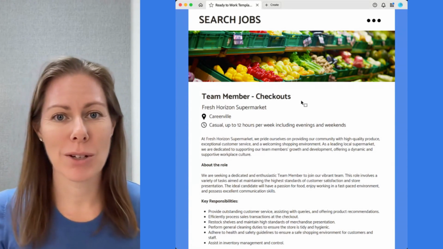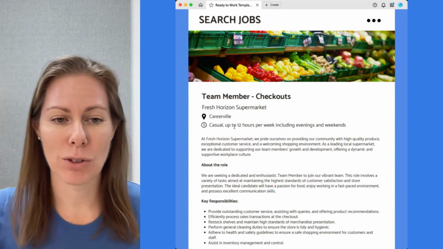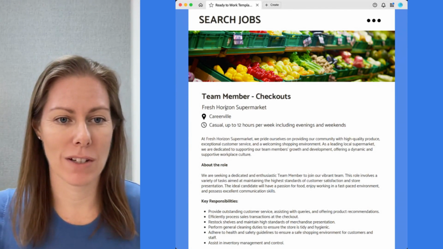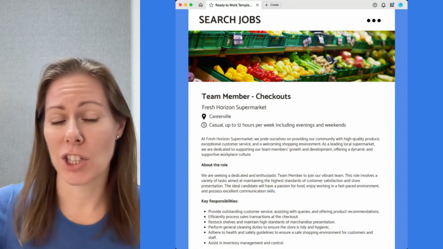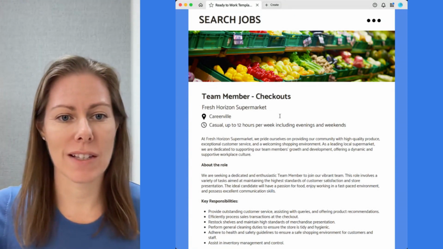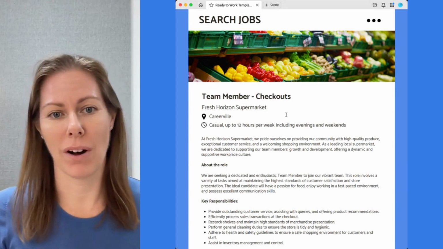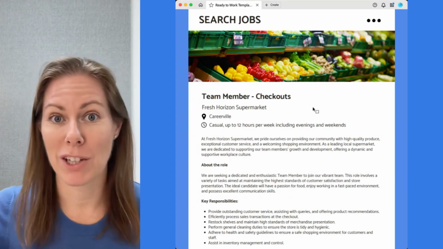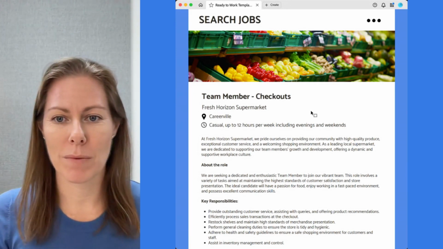The next thing we want to talk about is, who are you actually going to be working for? In this fictional job description, we're going to be working for Fresh Horizon Supermarket. So I know it's going to be a retail role. I'm on the checkouts, so I can tell both those things. And I'm going to be selling some pretty standard supermarket items. I can get a little bit of an idea from the picture as well: selling groceries and things that people need for their homes.